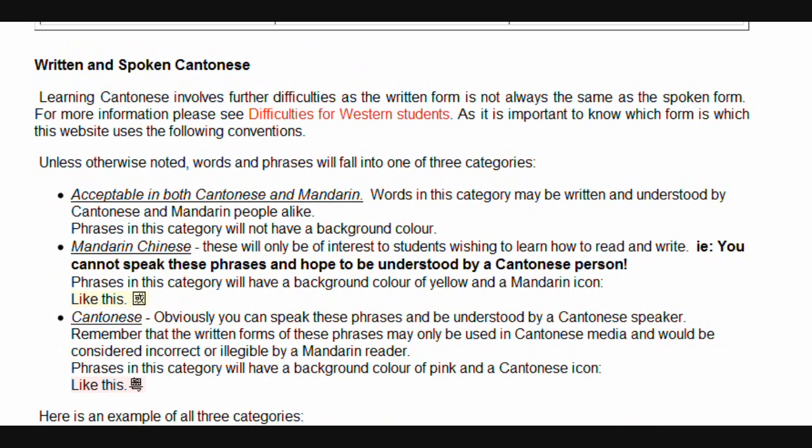Acceptable in both Cantonese and Mandarin. Words in this category may be written and understood by Cantonese and Mandarin people alike. Phrases in this category will not have a background color. Mandarin Chinese. These will only be of interest to students wishing to learn how to read and write, i.e., you cannot speak these phrases and hope to be understood by a Cantonese person. Phrases in this category will have a background color of yellow and a Mandarin icon like this.